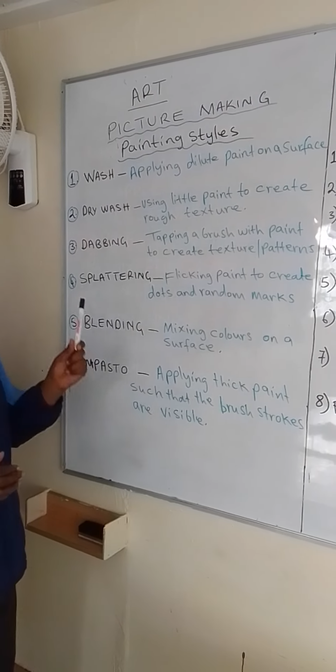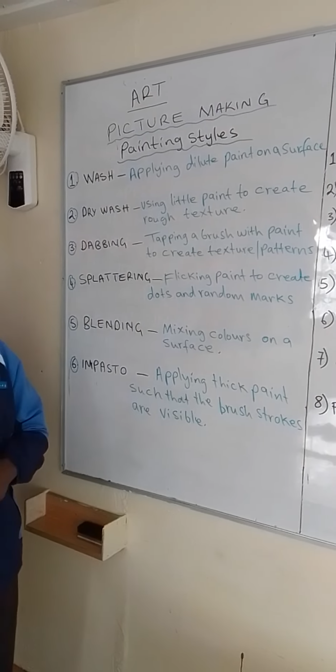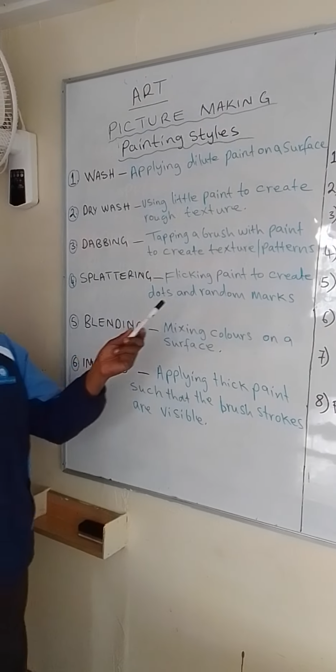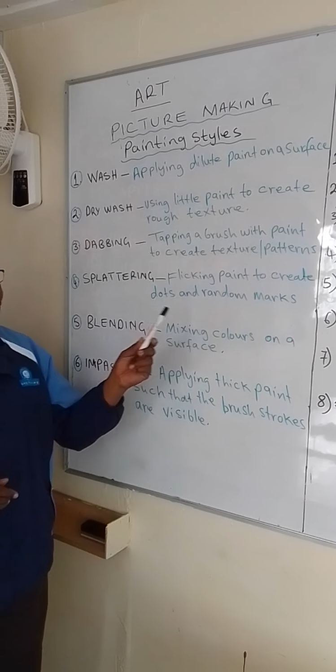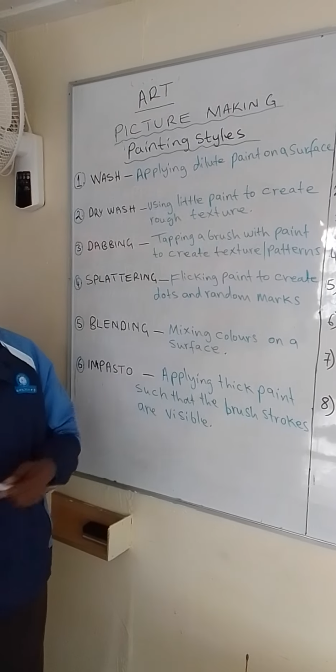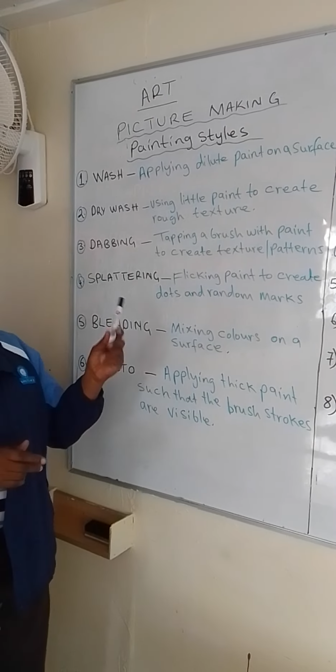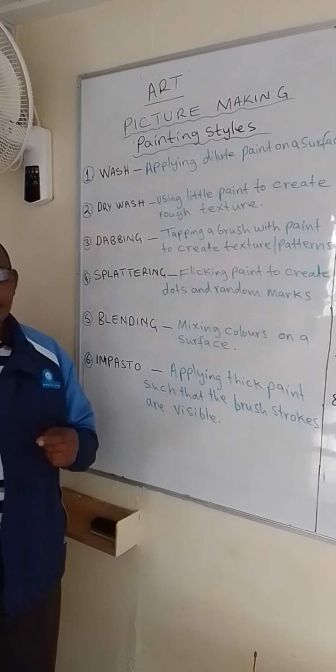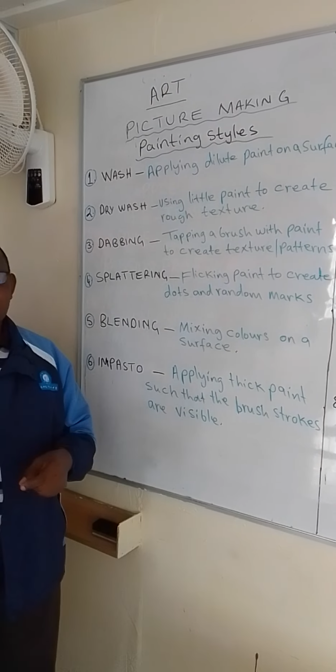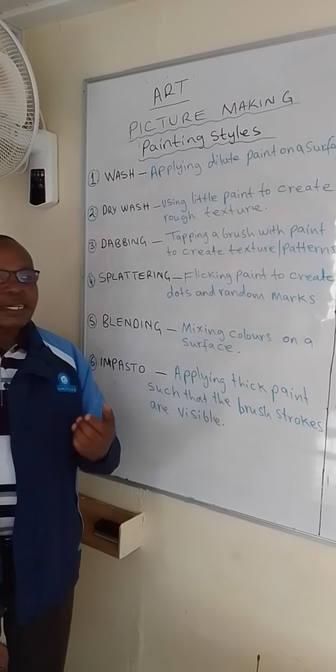And then number four, we have splattering. The splattering technique is flicking the paint to create dots and random marks, whereby as you hold the brush, you flick it on the surface so that it can create some dots on the surface, so you create a certain type of texture.